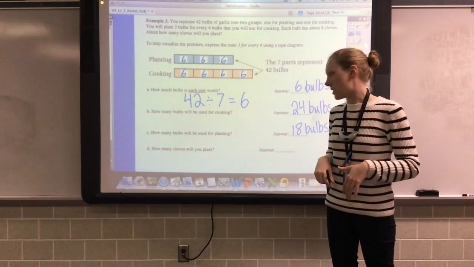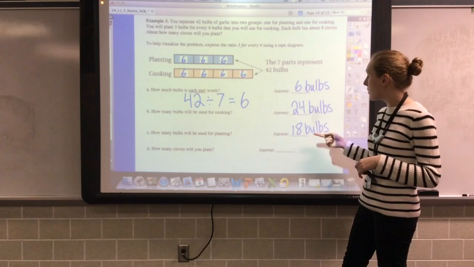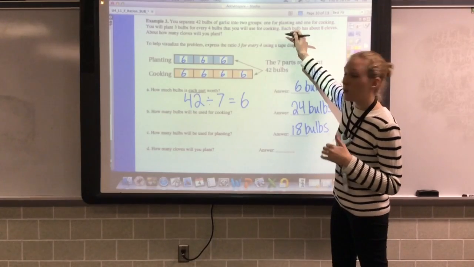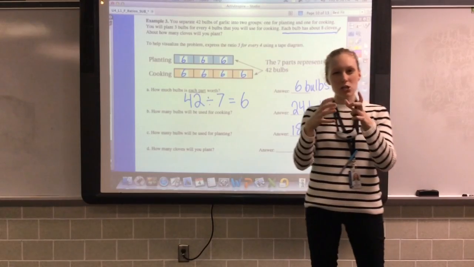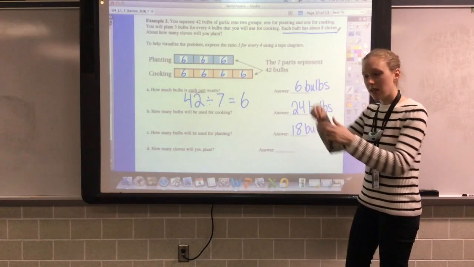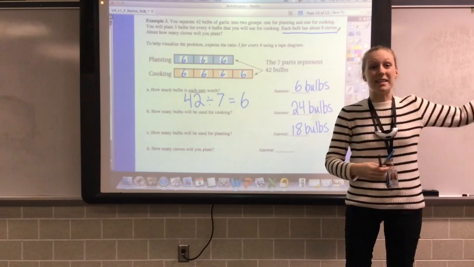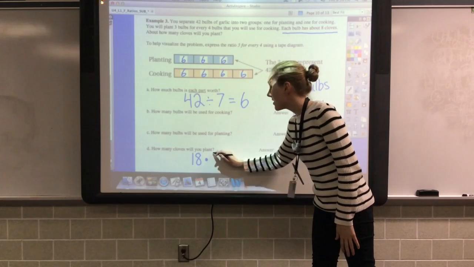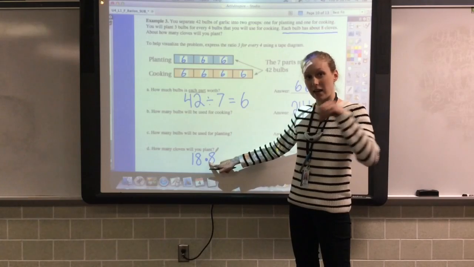And then part D here says how many cloves will you plant? So first thing we need to do is look at the number of bulbs that you plant. Now remember that fact I said we'd come back to. Each bulb has about 8 cloves. So inside each bulb there are 8 cloves of garlic. So if there's 18 bulbs, inside each one is 8. So I've got 8 for this one, 8 in this one, 8 in this one, 18 times. So I'm taking 18 times 8. The 18 bulbs times the 8 cloves that are inside each bulb.